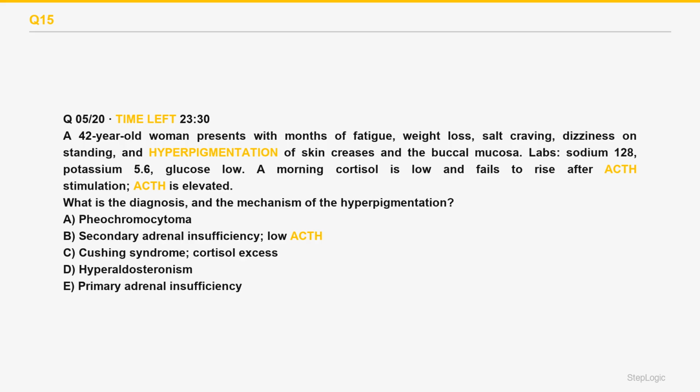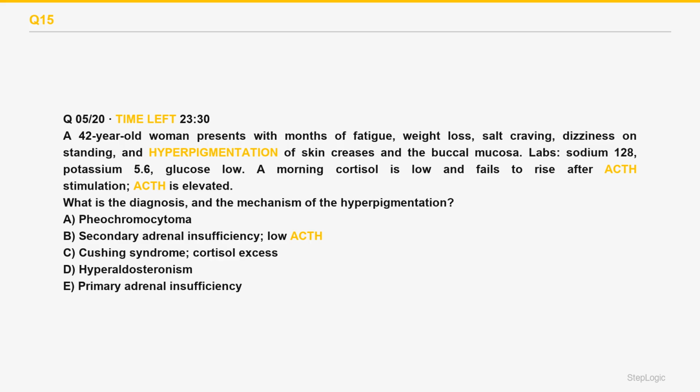What is the diagnosis and the mechanism of the hyperpigmentation? A 42-year-old woman presents with months of fatigue, weight loss, salt craving, dizziness on standing, and hyperpigmentation of skin creases and the buccal mucosa. Labs: sodium 128, potassium 5.6, glucose low. Morning cortisol is low and fails to rise after ACTH stimulation. ACTH is elevated. Read the command. Diagnosis and mechanism of hyperpigmentation.